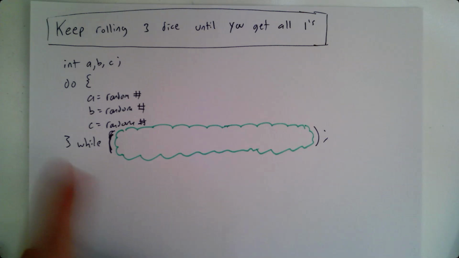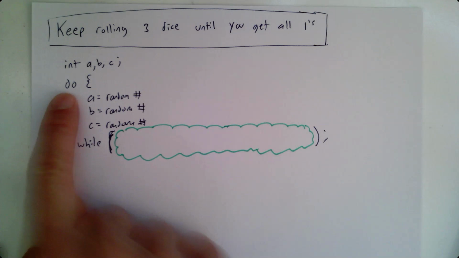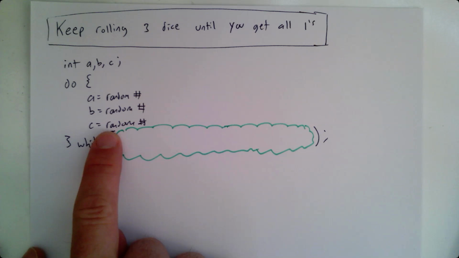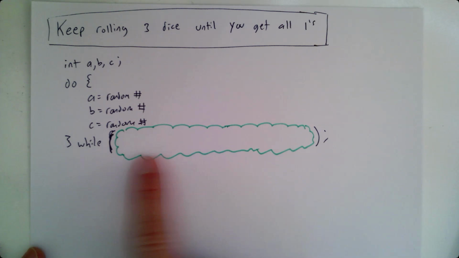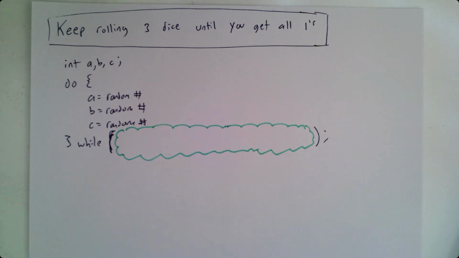We'll have 3 integer variables for the results of the 3 die. We're going to do rolling the 3 die over and over and over again while it's not true that all of them are 1. So that's the kind of thing we're going to do.